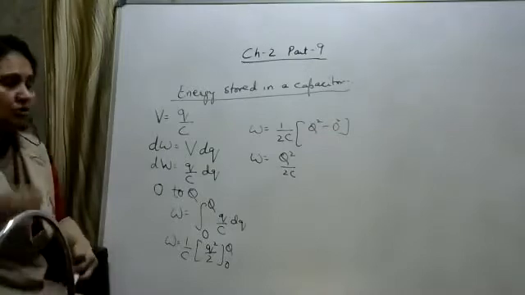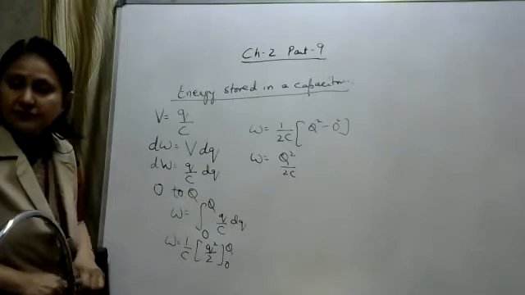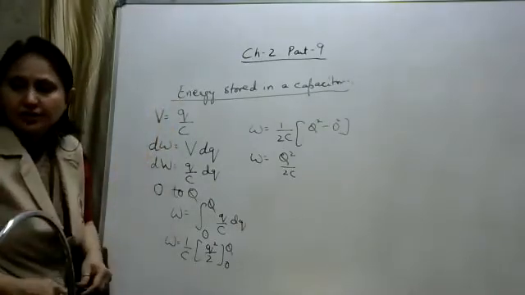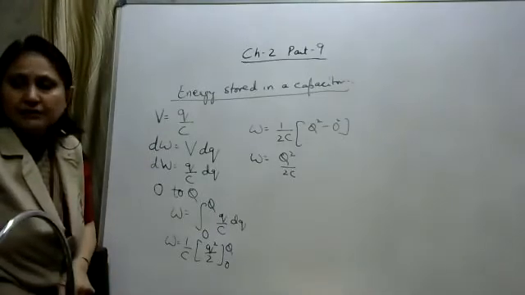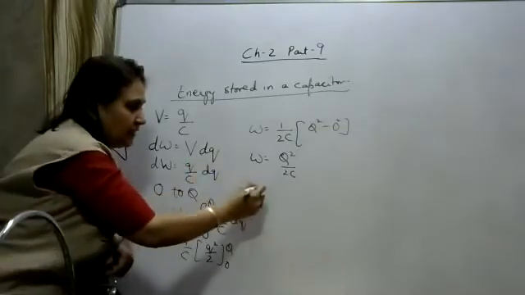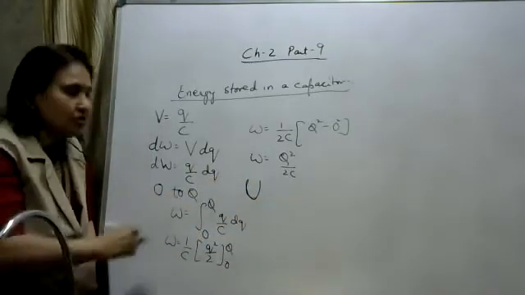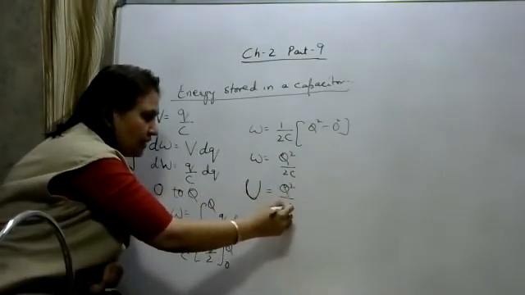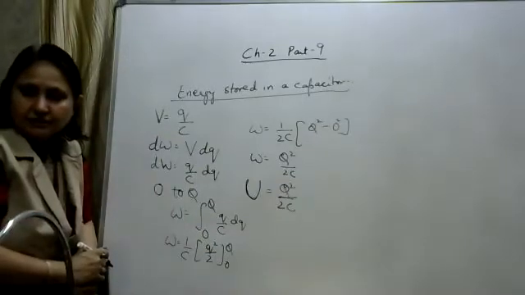This work done is stored in the form of electrostatic energy. Hence, the electrostatic energy stored in the capacitor is given by, let us represent it by U, whatever is the work done, Q square upon 2C. This is the energy stored in the capacitor.